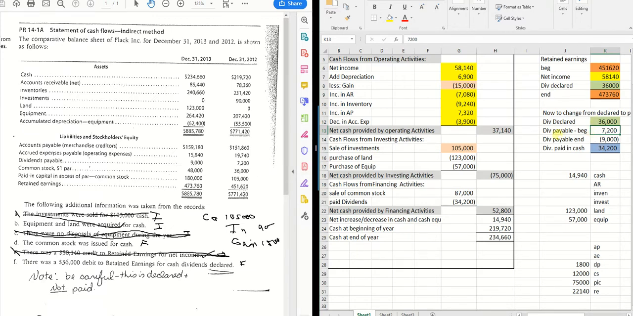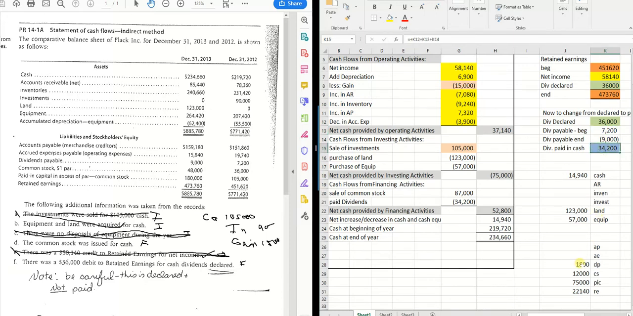So some people prefer to subtract the ending first. I declared 36,000, but I haven't paid 9,000, so I need to subtract that out. And then last year's that was paid this year is 7,200. These will always go the opposite direction, but take a little bit of time to think through which one is a subtraction. Declared 36, but of the 36, I haven't paid 9, and these will be paid next year in cash. These were declared last year but paid this year, so I add my 7,200. So I end up with my dividends paid of 34,200.